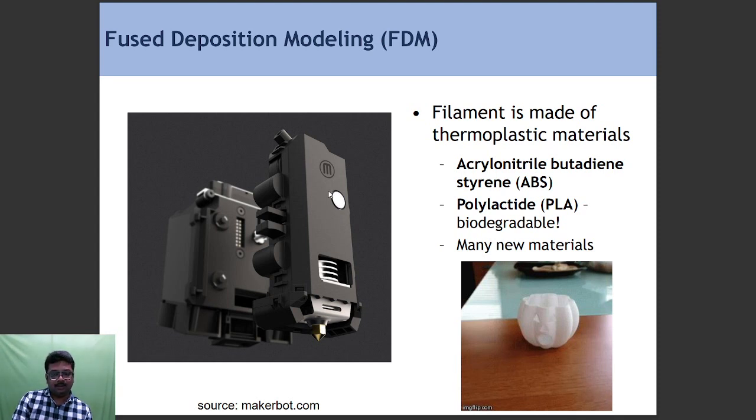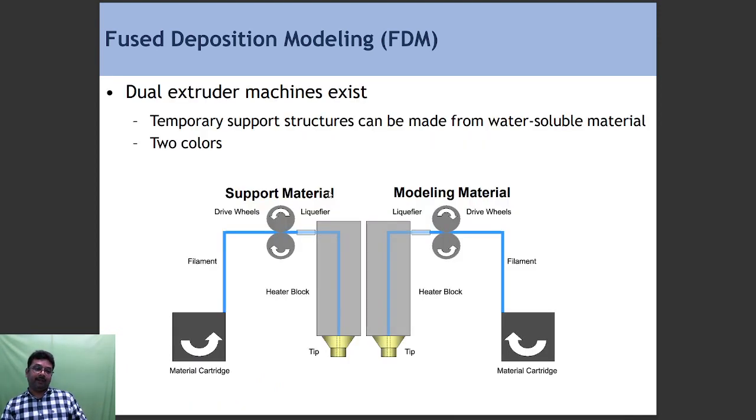Price-wise, ABS and PLA are cheaper compared to other materials, and they are biodegradable also. They won't affect the environment in the form of pollution.